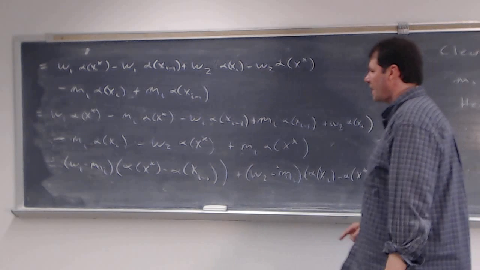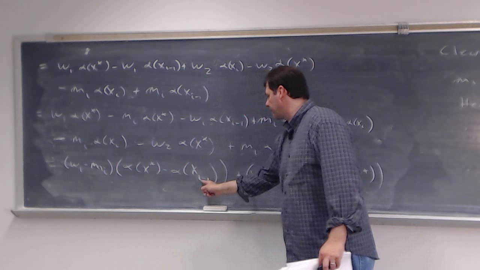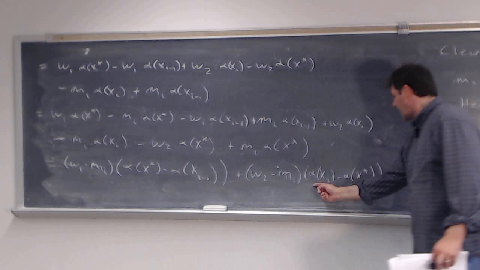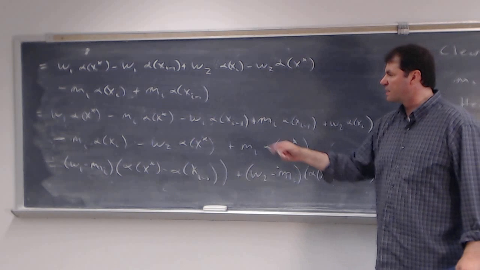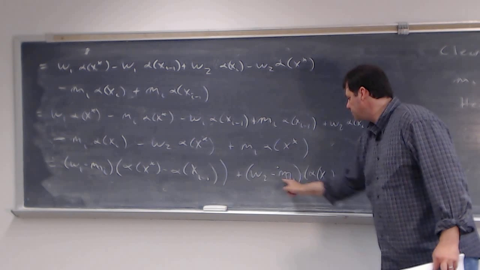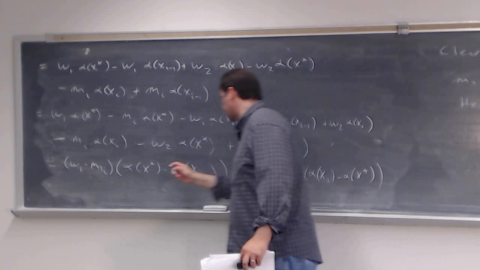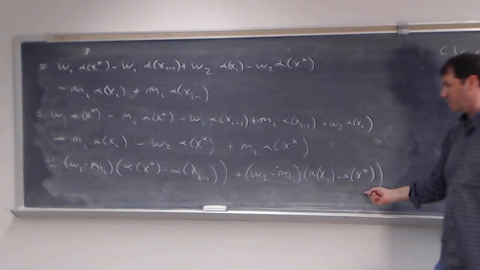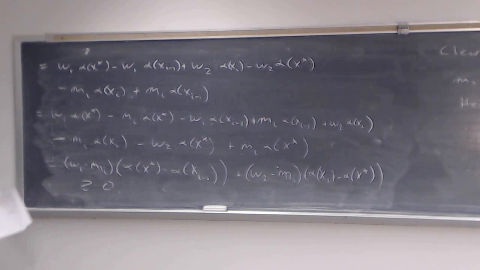Now, because the alphas are increasing and the x star was bigger than the x sub I minus 1, this is positive. Likewise, this is positive. We already know that w1 is greater than or equal to m sub I, and w2 is greater than or equal to m sub I. So what we have here is a non-negative times a non-negative. That's definitely going to be greater than or equal to 0. And similarly, this is going to be greater than or equal to 0. So we have that this is going to be greater than or equal to 0.